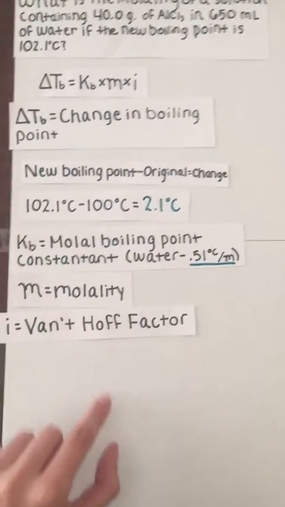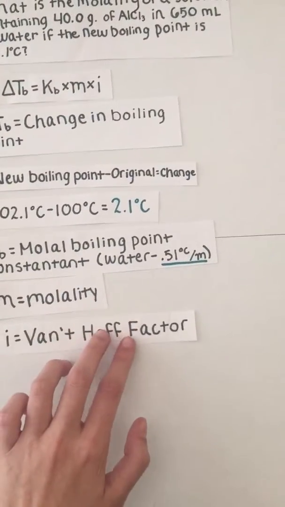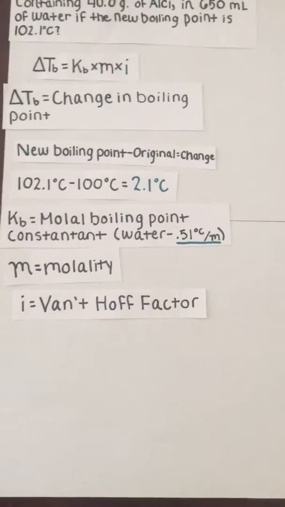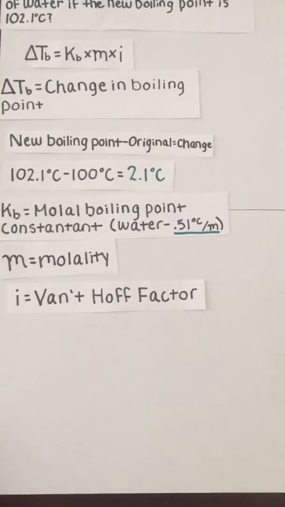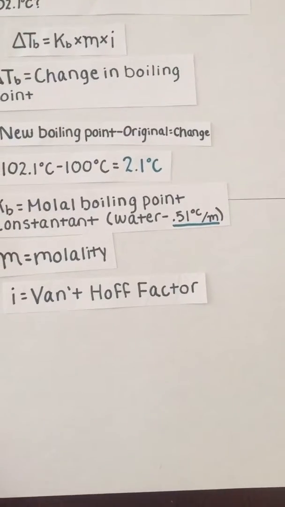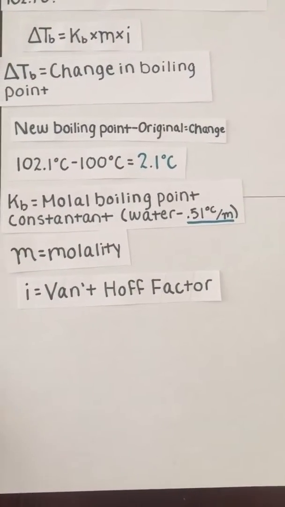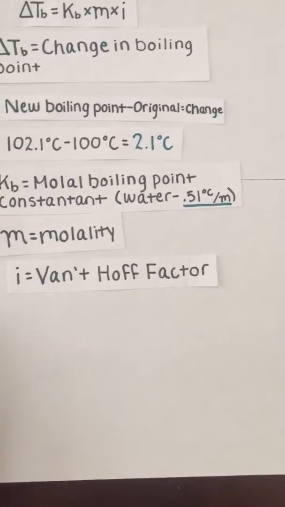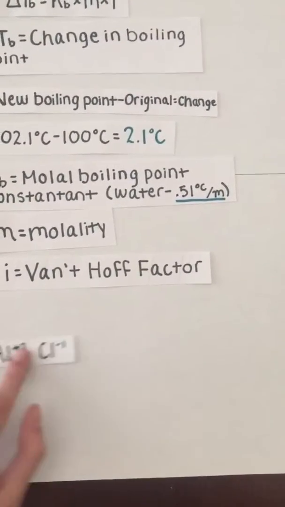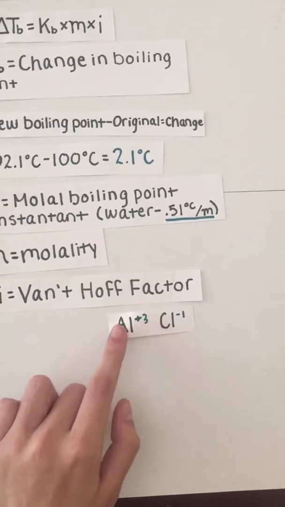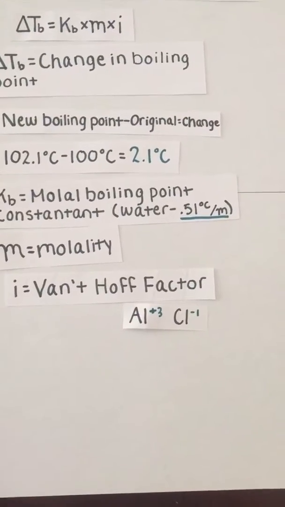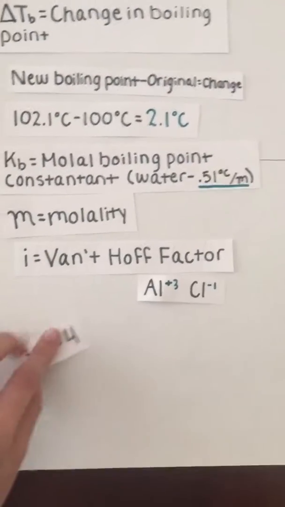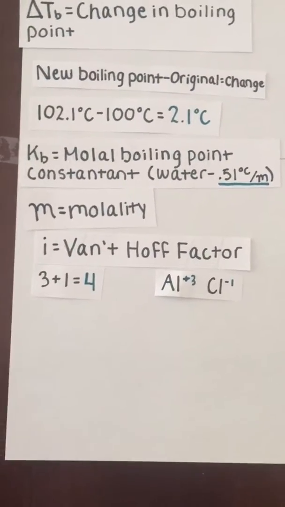Finally, i stands for the Van't Hoff factor. The Van't Hoff factor we find using the ions in the compound. In this case, that would be Al and Cl3. So we have to look at the charges of each of the elements, which in this case would be aluminum, which is positive 3, and Cl, which is negative 1. We can ignore the negative and we can add the two together, 3 plus 1, which equals 4.